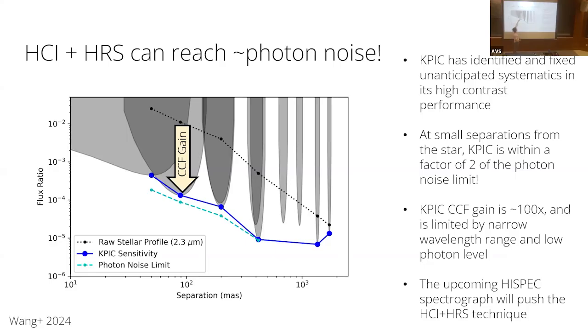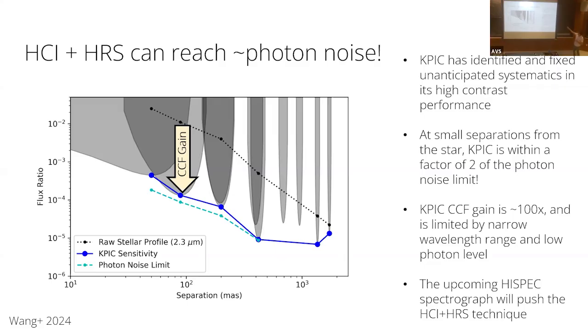We're basically able to filter out about 100 times the light of the star in order to detect faint exoplanets. And we're actually within a factor of 2 of the photon noise limit. This dashed cyan line is the photon noise limit. So we're near the photon noise limit right now with KPIC. This is after we identified and fixed a bunch of unanticipated systematics, but we figured out what those are and know for the future to never build high contrast instruments with those things. You can ask me about those later if you're interested.